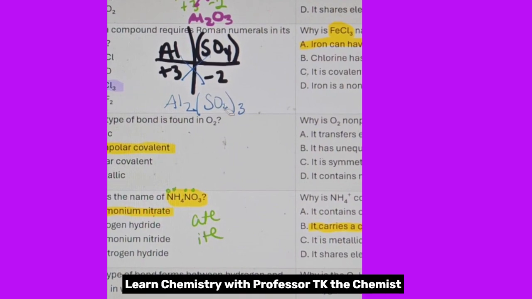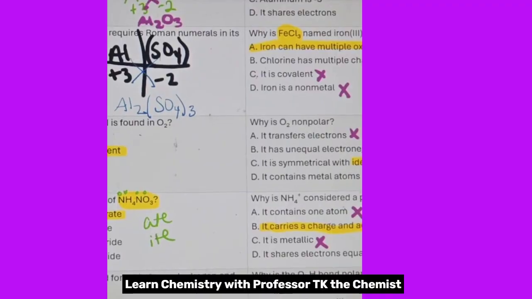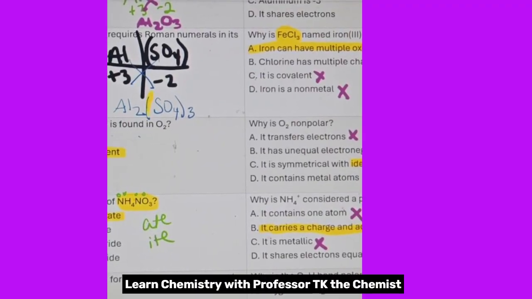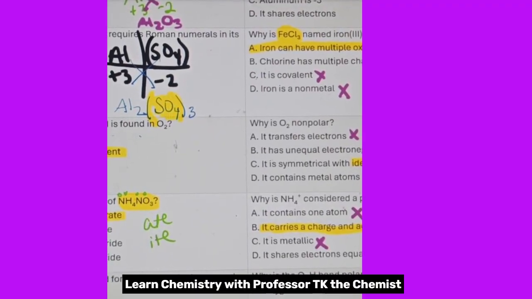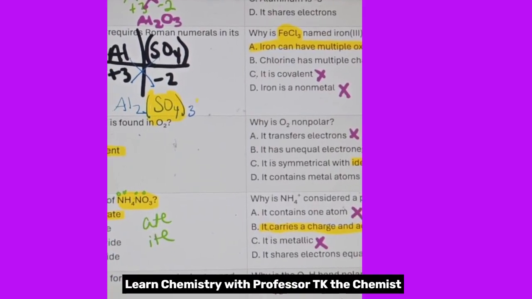But the point in me bringing this up is that when you look at the question, it says, why is NH4 considered a polyatomic ion? And the answer was, it carries a charge and acts as a unit. Polyatomic ions act as one. It's like they're Siamese twins stuck together, and you treat them as one entity, one unit.